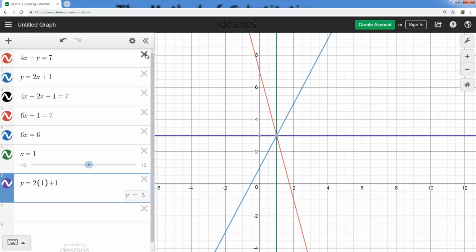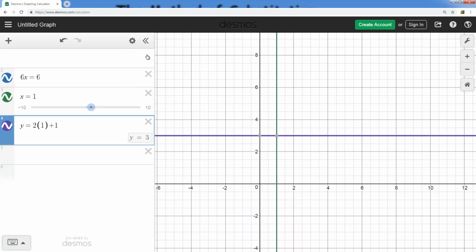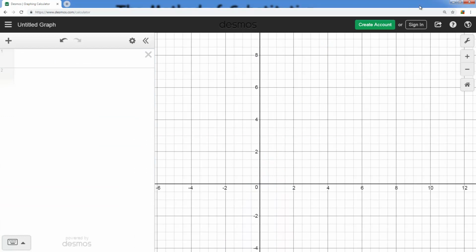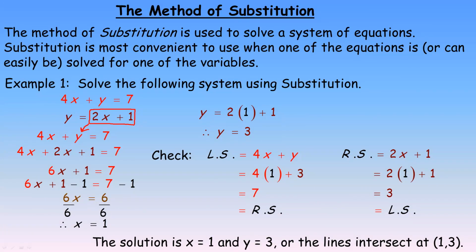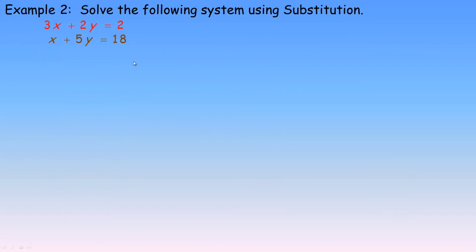So let's get rid of all these because we're going to use this again for the second example. And we'll get this out of here. Okay, you did see the second example. There we go. We're back again.